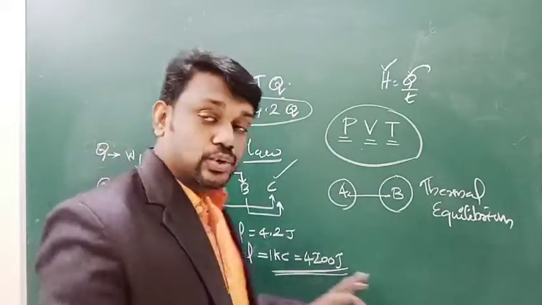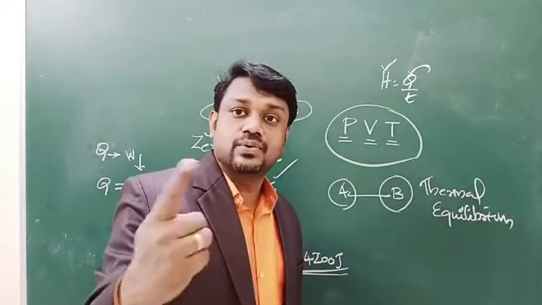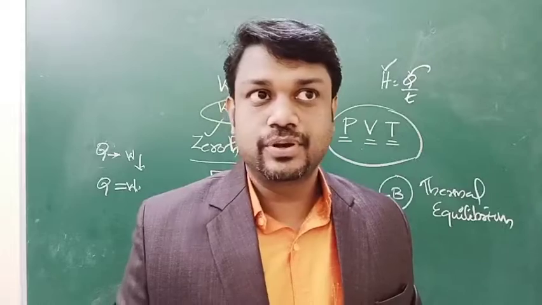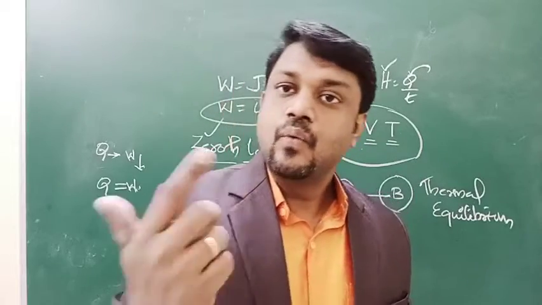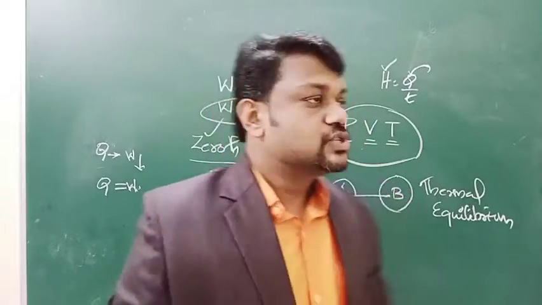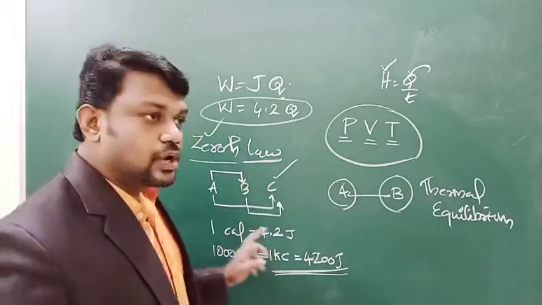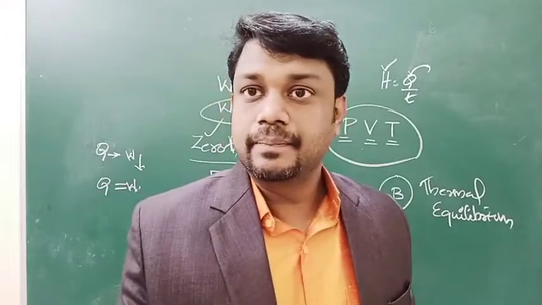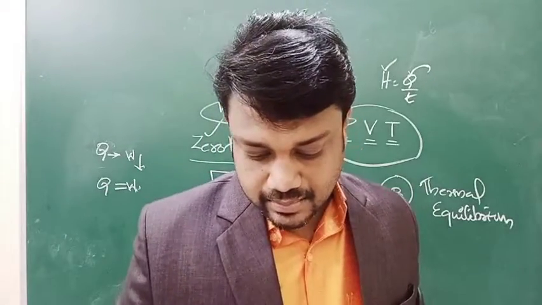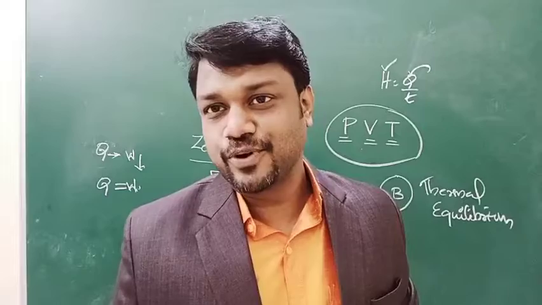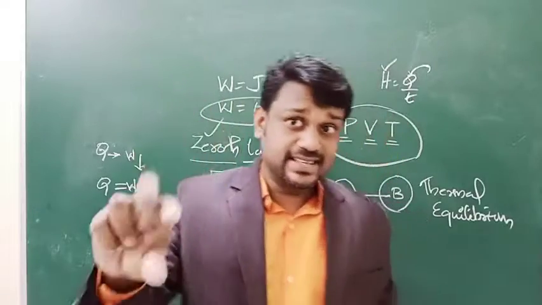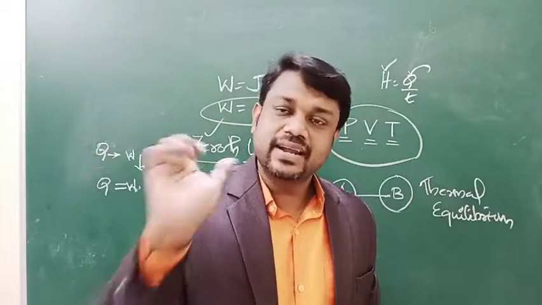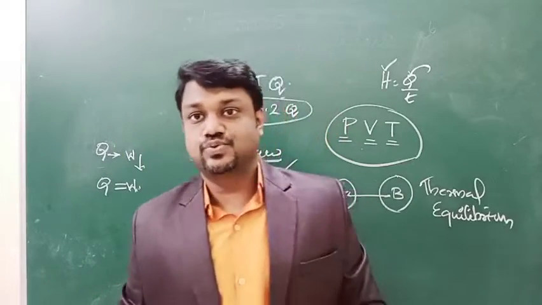Remember, 4.2 joules of work is equivalent to 1 calorie of heat. 4.2 joules of work is equal to 1 calorie of heat. So 1 calorie is equal to 4.2 joules.